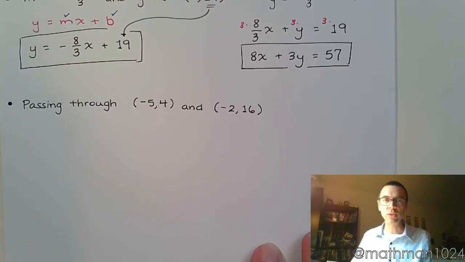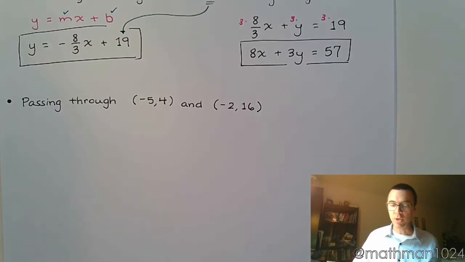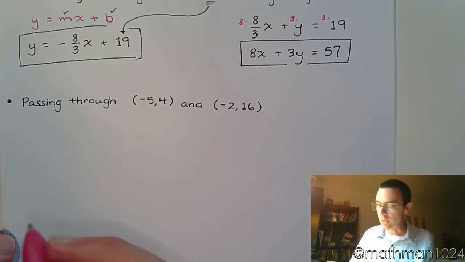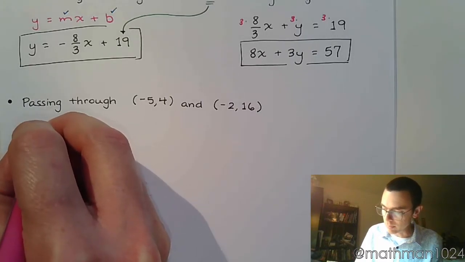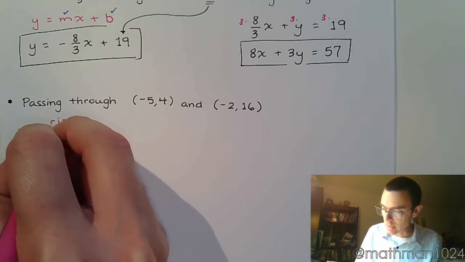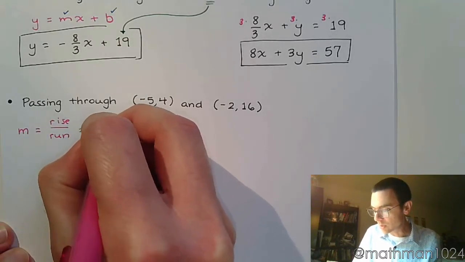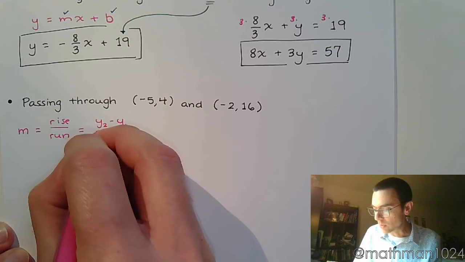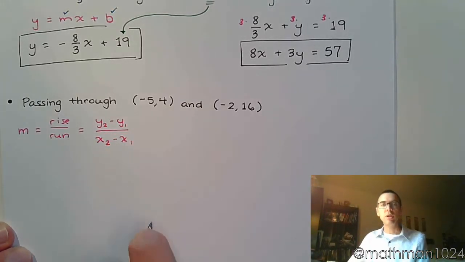All right, I have one last question here, and this is writing the equation of a line that goes through 2 points. Now, you're not given the slope like you were in the other 2 problems, but that's okay, because we actually have a formula for calculating the slope. Remember that the slope is rise over run, and when we're dealing with this in a formula, that's y2 minus y1 over x2 minus x1.